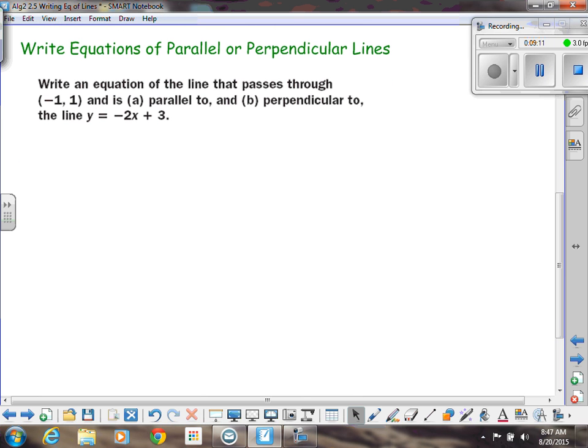Now let's talk about parallel and perpendicular lines. Remember last time we talked about parallel lines have the same slope, and perpendicular lines have opposite reciprocal slopes.